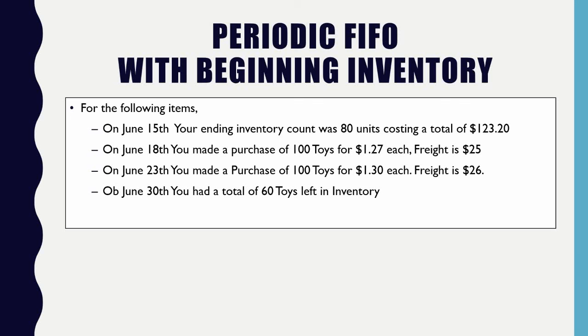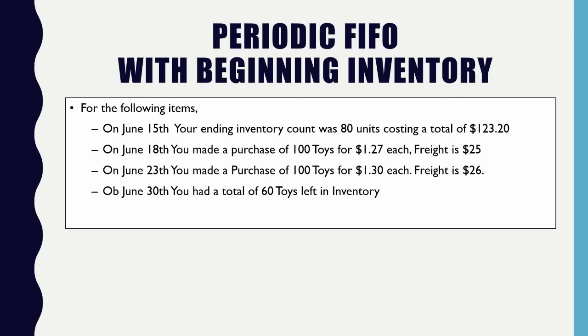Once we've done that, the next scenario says on June 18th, you made a purchase of 100 toys at $1.27 and freight was $25. We've also recognized that on June 23rd, I put third, you made a second purchase of another 100 toys at $1.30. Freight was $26. And at the end of the period, which we're going to call June 30th, you have a new total of 60 toys left in inventory on hand.